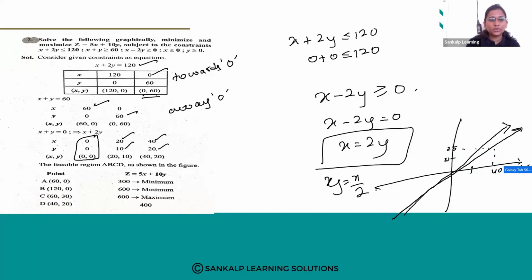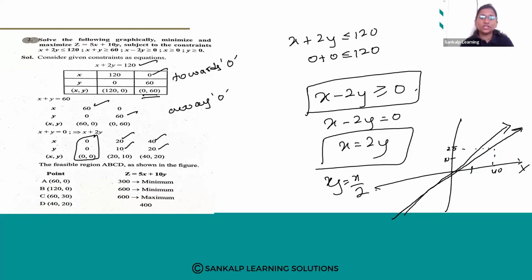Now how to find the solution? The constraint says x minus 2y is greater than or equal to 0. Of course, it passes through the origin. Now how many quadrants will you get? 4 quadrants. Of course x and y are both greater than or equal to 0. How will you find the solution? Where is the solution, at the right of the line or at the left of the line?